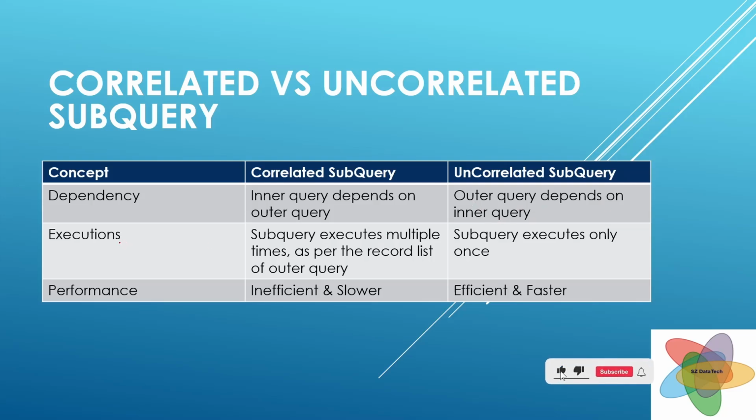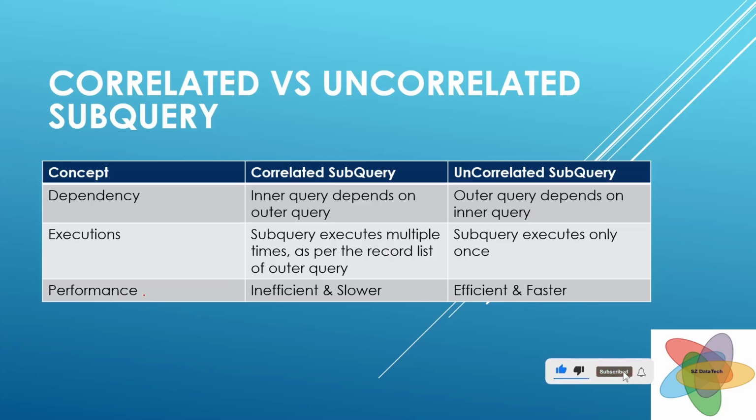Now the next concept is execution. From an execution perspective, if it is a correlated subquery, then that subquery executes multiple times as per the record list of the outer query. Whereas in an uncorrelated subquery, the subquery executes only once, and whatever the result is, that result is provided to the outer query, and then the outer query executes and provides the result to the user.